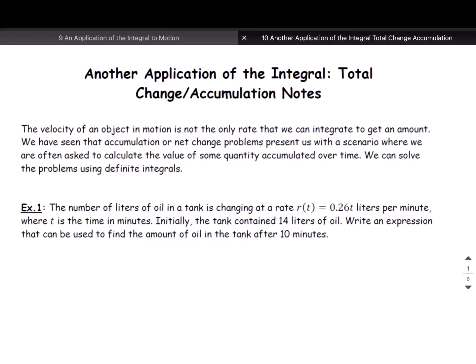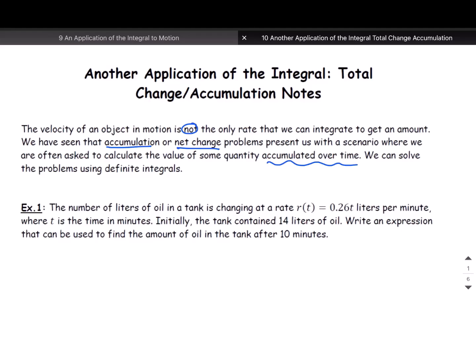Hello, my darling. So we are going to continue looking at applications of the integrals, and we're going to look at total change and total accumulation, okay? Because the velocity of an object in motion is not the only rate that we can integrate to get something. We have seen that accumulation or net change problems present us with a scenario where we are often asked to calculate the value of some quantity accumulated over time, and that involves an integral.